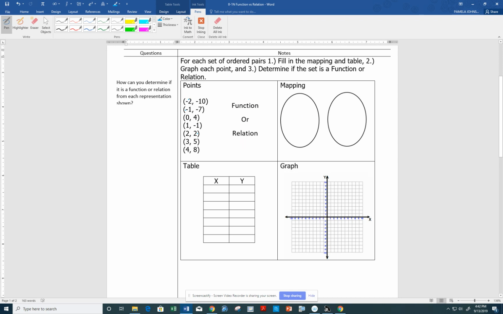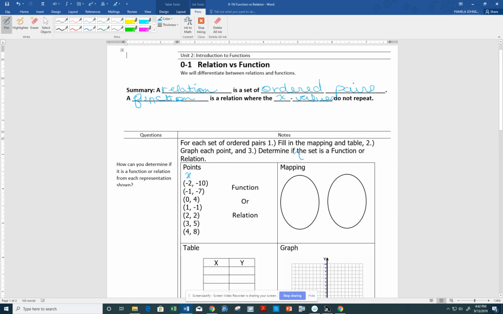If we look at this, we want to look at the X values. Okay. And we want to take all these X values and put them in order from least to greatest. So in this case, -2, -1, 0, 1, 2, 3, 4. They're already in order. So I'm going to write these on the left side of my mapping. This is my X values.